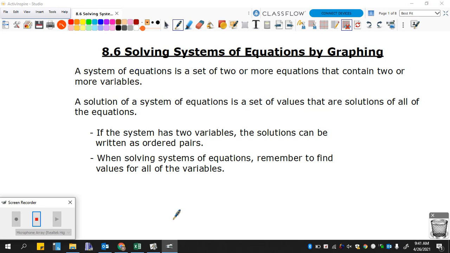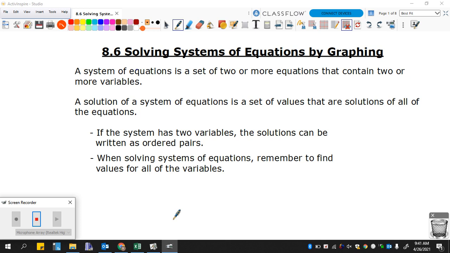Okay, in this lesson, we're going to learn how to solve systems of equations by graphing. A system of equations is simply a set of two or more equations that contain two or more variables. And the solution for that system of equations is the set of values, or the x and the y values, that are solutions of every last one of those equations. So it's the points on a graph that they have in common.